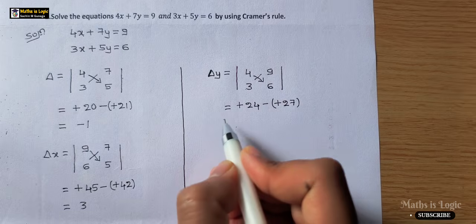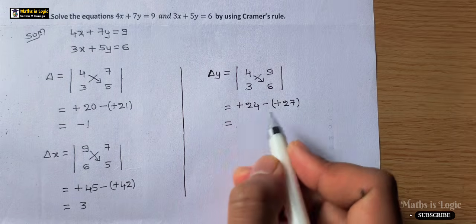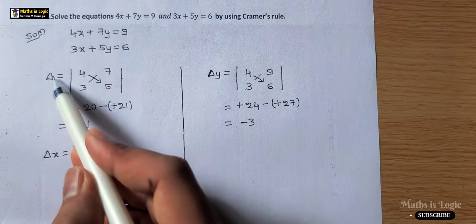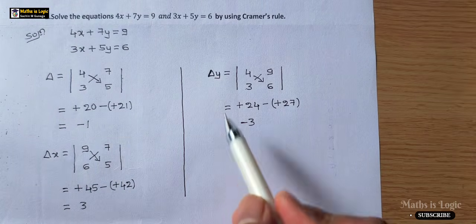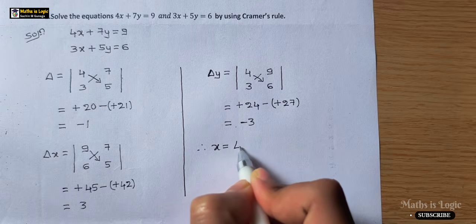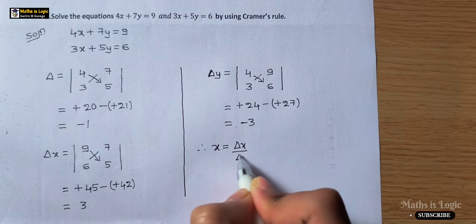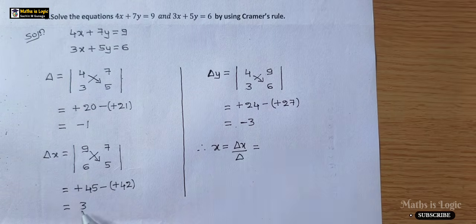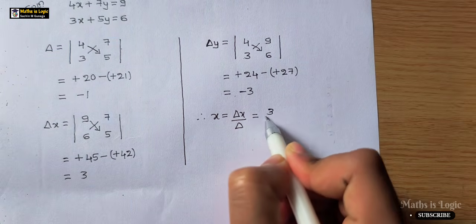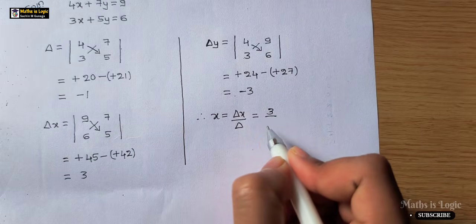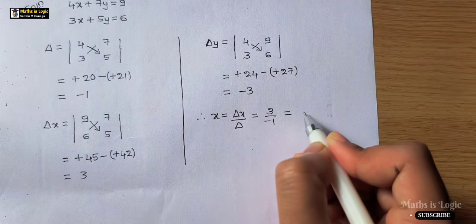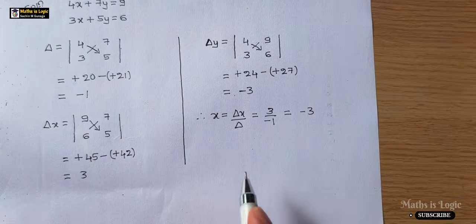Next, directly use the calculator. Answer is minus 3. After finding delta x and delta y, next we need to find the value of x. Formula is delta x divided by delta. Substitute delta x, how much? 3. So 3 divided by delta value minus 1. So 3 divided by minus 1 is minus 3.